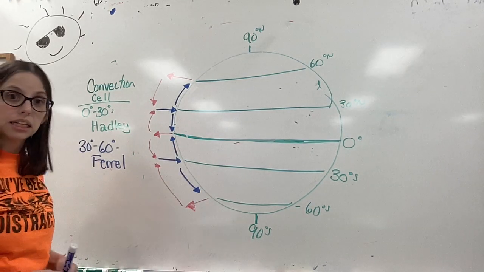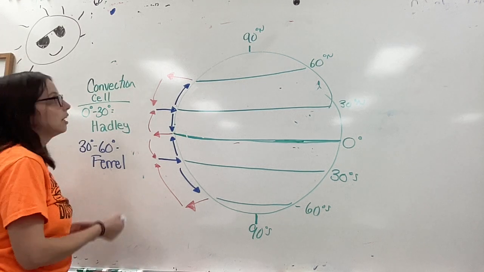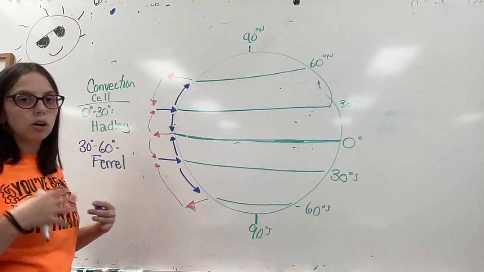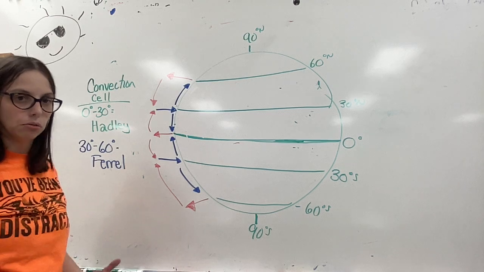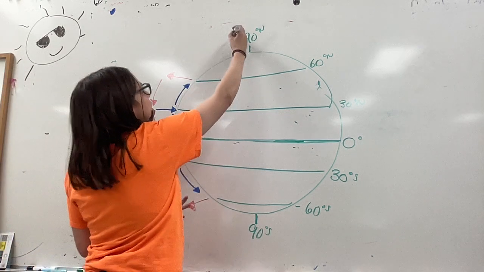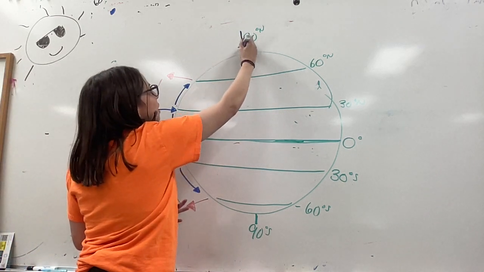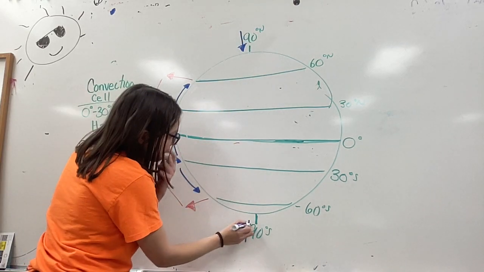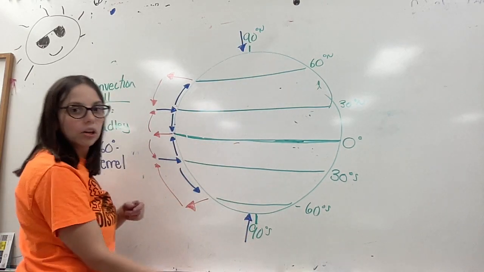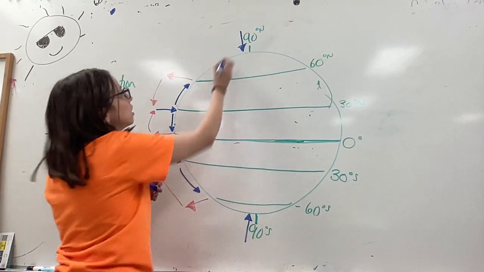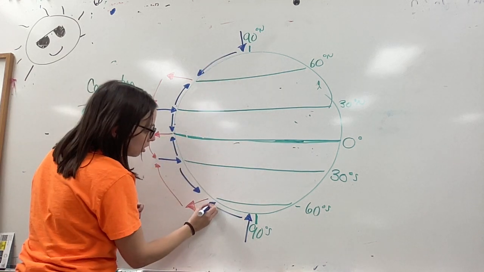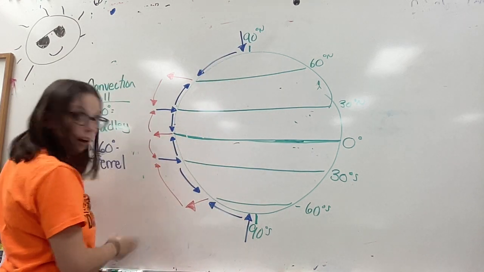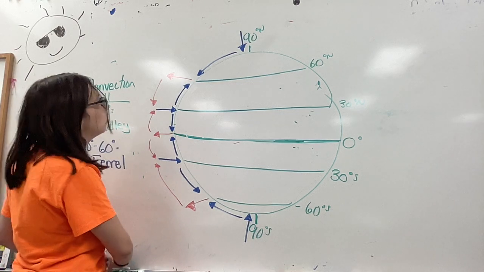What's happening between 90 and 60? All right? At 90 degrees, we know that it's really, really cold because there's not a lot of solar radiation reaching those places. So here, of course, we have high pressure. Highs are heavy, so they're going to sink towards the surface, and they're going to rush to these areas of low pressure. All right, and we're going to finish off this final convection cell.